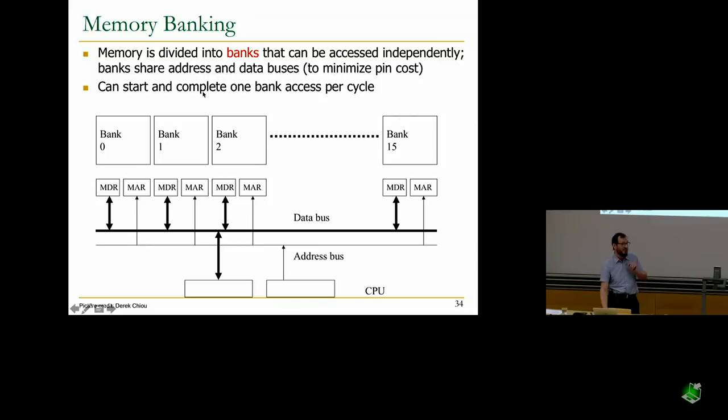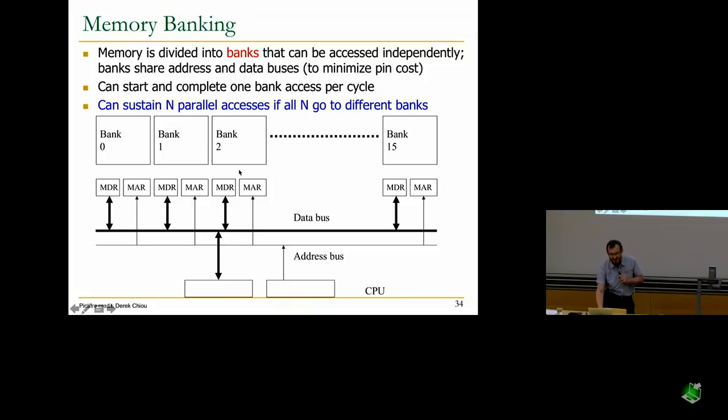Now you can start and complete one bank access per cycle. Even though this bank access is started at cycle 0, it takes 11 cycles. You can start the second bank access at cycle 1, it takes 11 cycles. At the end of cycle 11, you get the data for the first element. At the end of the 12th cycle, you get the data of the second element. At the end of the 13th cycle, you get the data of the third element. So you get the idea. This way, you can sustain n parallel accesses if all of the n go to different banks. Now, the beauty of this is if your stride is 1, if element 0 is here, element 1 is here, element 2 is here, dot, dot, dot, if they're mapped into consecutive banks, you are able to do this.